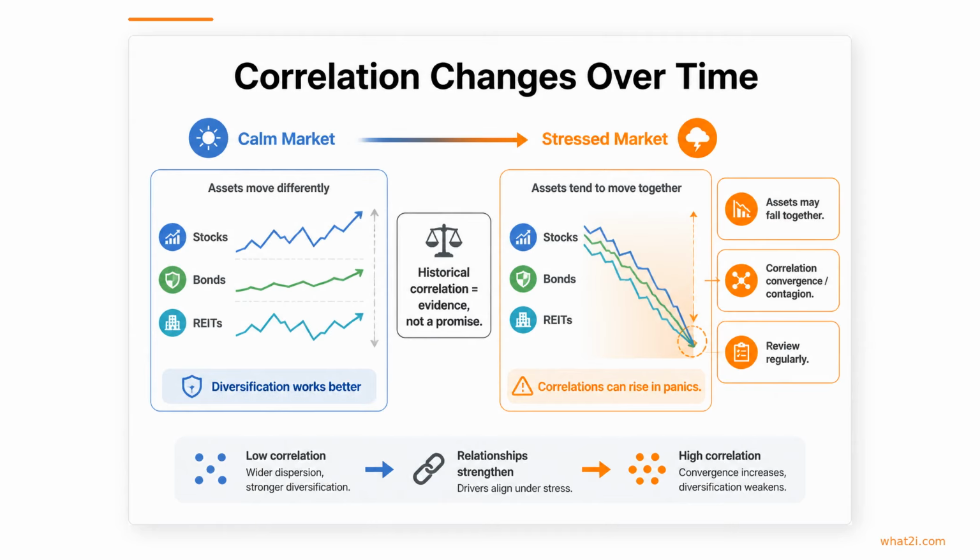Historical correlation is useful evidence, but it is not a promise about how assets will behave in the future. In calmer markets, investments may move differently and diversification can help, but during panics those relationships often tighten, and assets that usually offset each other may fall together. That is why correlation analysis has limits and should be reviewed regularly, especially with the risk that protection may weaken when you need it most.